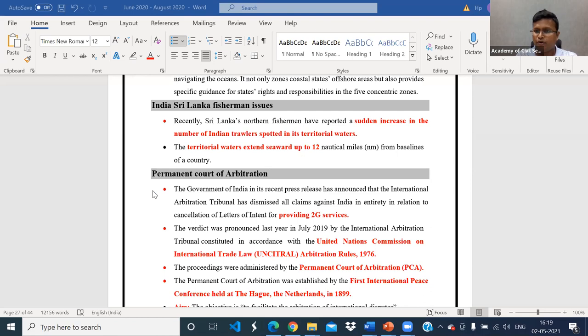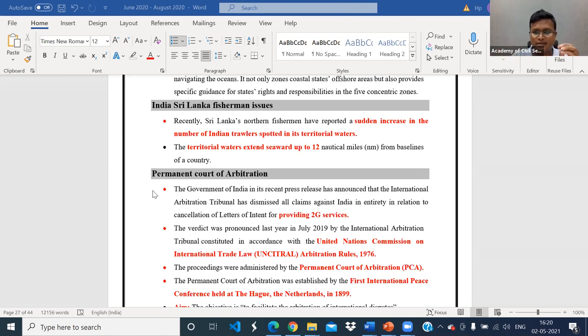These companies for which the 2G licenses were cancelled provided a complaint against the government of India in the International Arbitration Tribunal. The International Arbitration Tribunal is a court in Hague, Netherlands. It is working under the United Nations Commission on International Trade Law.